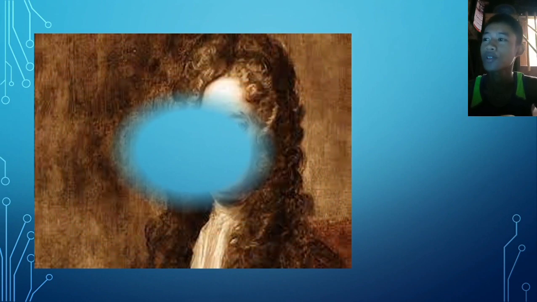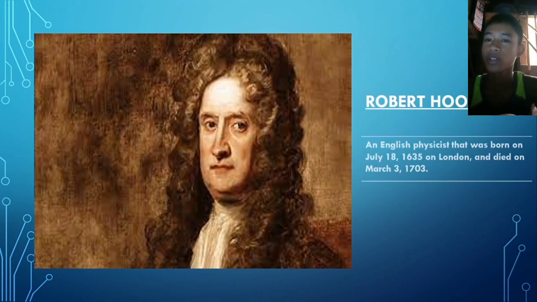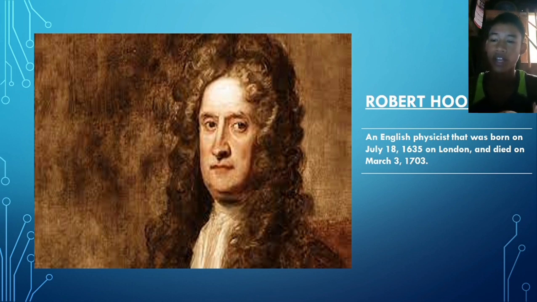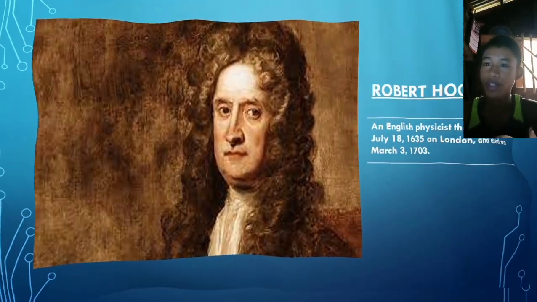Now this is the picture of Robert Hooke. Robert Hooke is an English physicist who was born on July 18, 1635 in London and died on March 3, 1703.